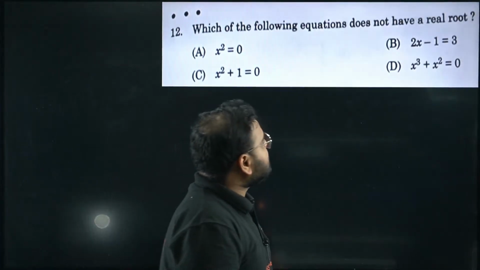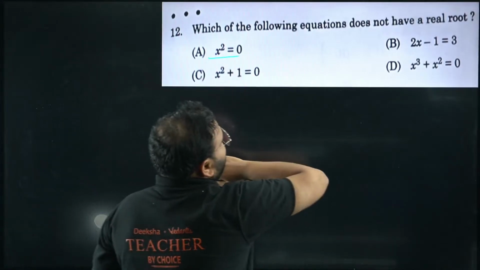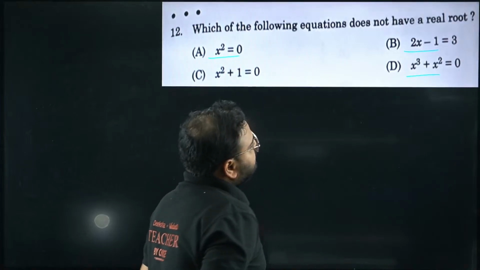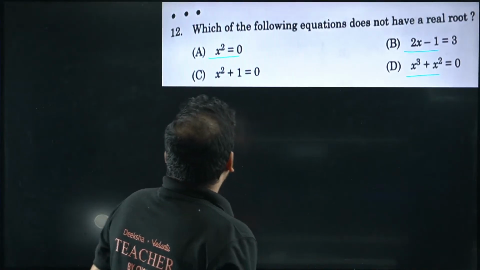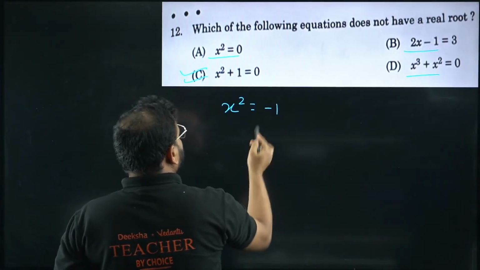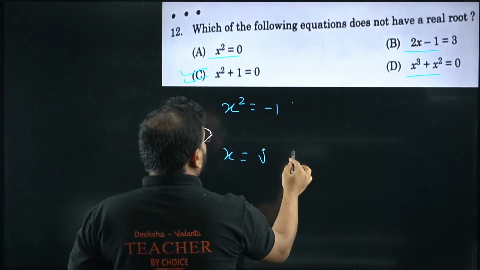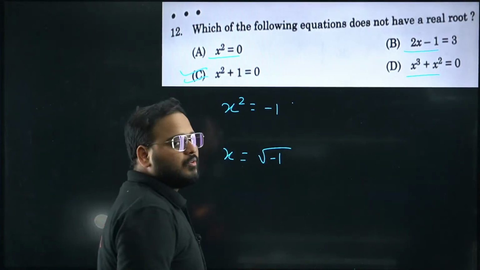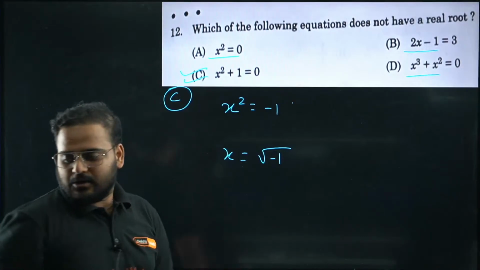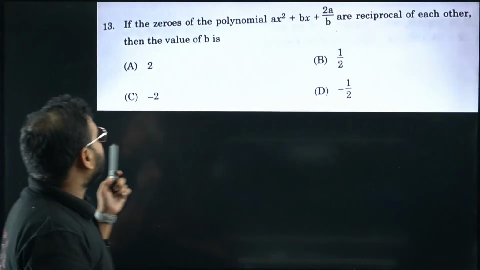Which of the following equations does not have a real root? Think about it. I can find x as 0 over here. I can find x as 1 by 2 over here. I can find x as minus 1 and 0 over there. What about this, sir? Not possible. x square equals minus 1. Can you find the root of this, sir? x equals root of minus 1. You cannot find this, no? So not real actually. Option C is right. 12th, option C is right. So as I said, some questions will be very simple. You can see here. 13th one now.